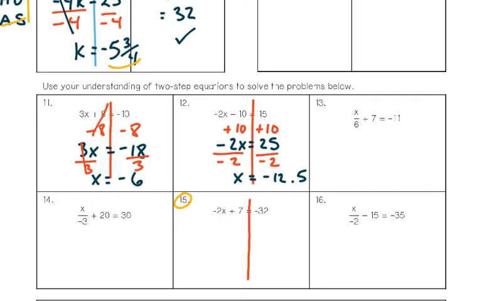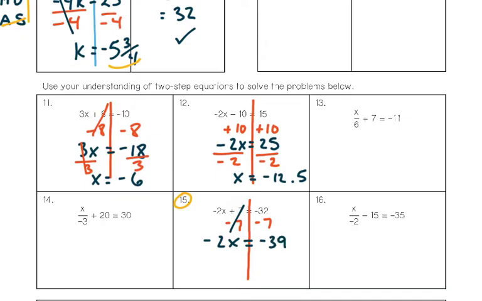Now we want to get rid of our addition and subtraction. So I'm going to go ahead and get rid of that plus 7 with the plus 7. And I'm going to do it to both sides. Yeah, we don't get rid of a plus 7 with a plus 7. We need to get rid of it with a minus 7. When we do that, we go ahead and cancel it out here, and we go ahead and do negative 32 minus 7. When I do that, I'm left with negative 2x equals negative 25.